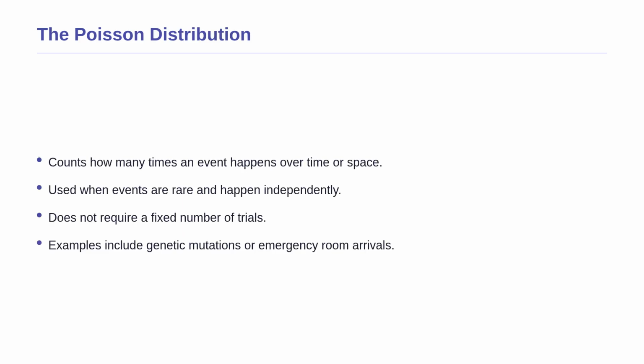Now that we have mastered counting successes in fixed trials, what happens when there is no fixed number of trials? This brings us to the Poisson distribution. Sometimes we need to count how many times an event happens over a specific period of time or within a specific area. Imagine counting rare genetic mutations on a strand of DNA, or the number of patients arriving at an emergency room in a single hour. The Poisson distribution is perfectly designed for these situations. It helps us find the probability of a given number of events occurring, provided those events are rare and happen independently of one another.